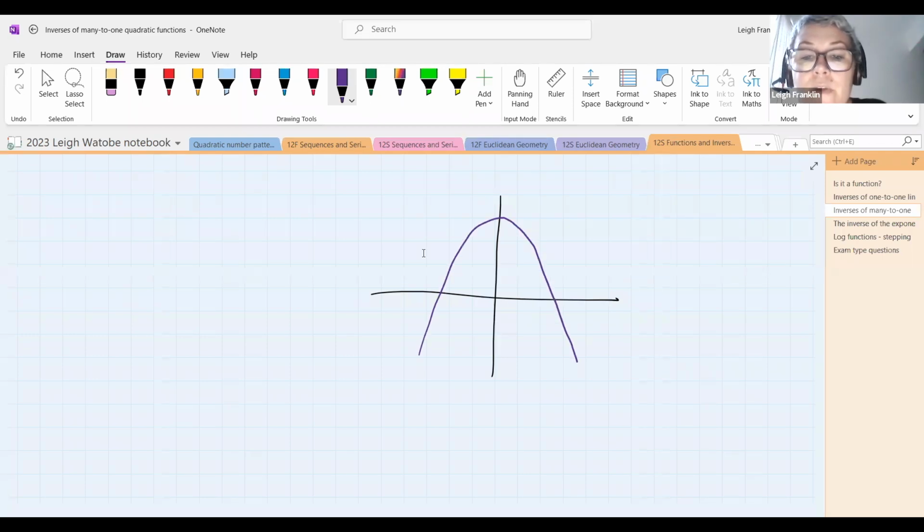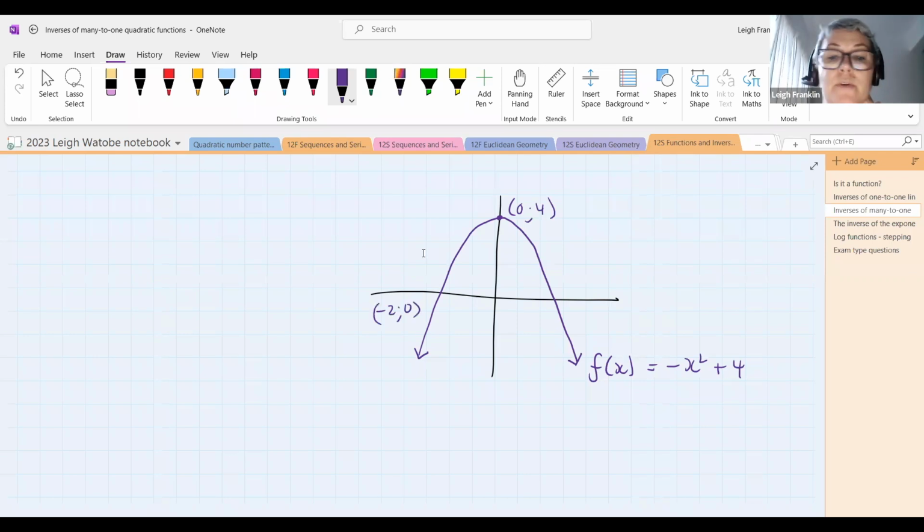This is the sort of thing that we would have seen in grade 10. Over here, that is the point. So let's say that this is the graph f of x equals minus x squared plus 4. So it's a sad face parabola and it's been shifted up 4 units. The coordinates at this point over here would be 0 and 4. The coordinates of this point over here would be -2 and 0, and this would be +2 and 0.